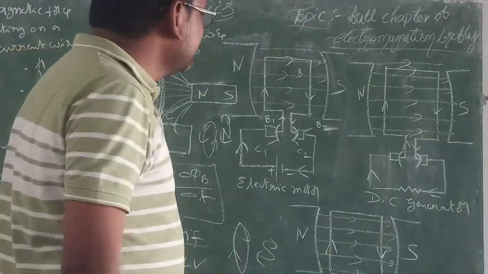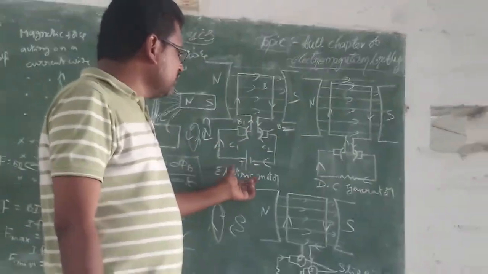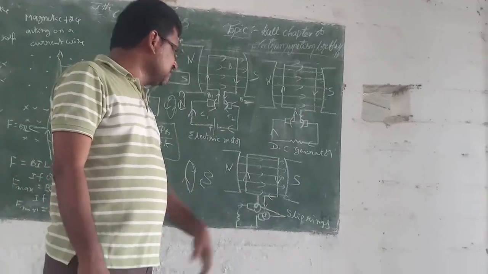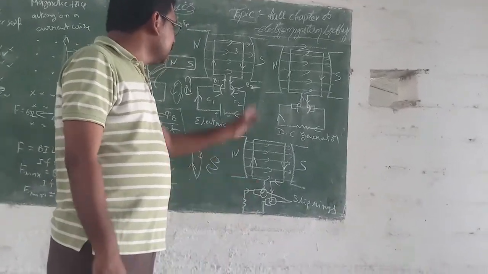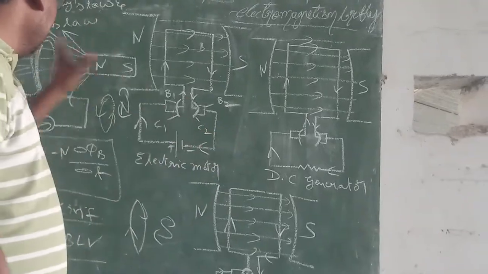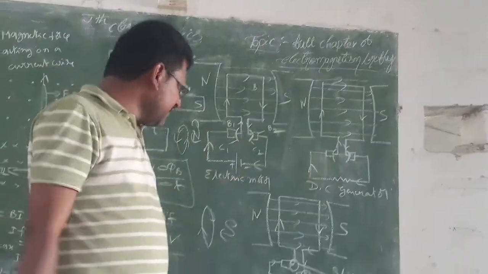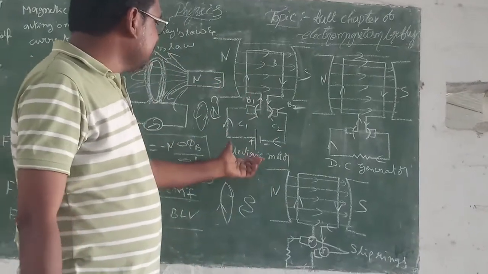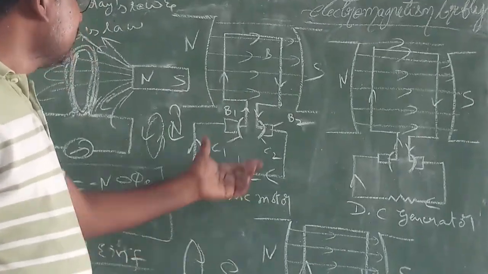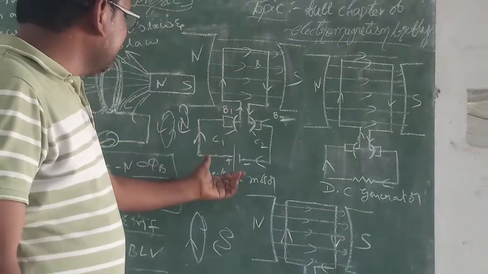Next we have the electric motor, DC generator, slip ring and AC generator. These devices work depending upon the magnetic force law and Faraday's law. Now let's see the case of the electric motor. So this is the model of an electric motor.